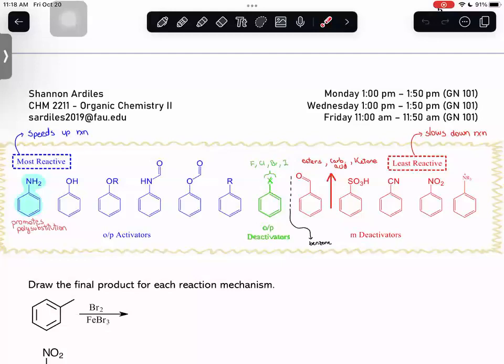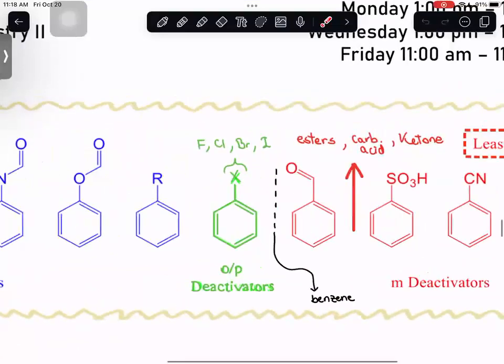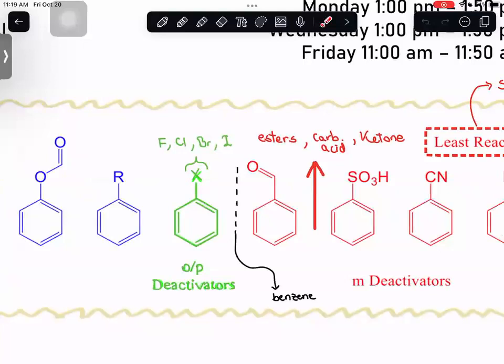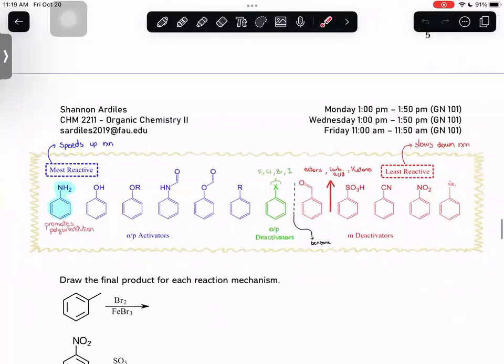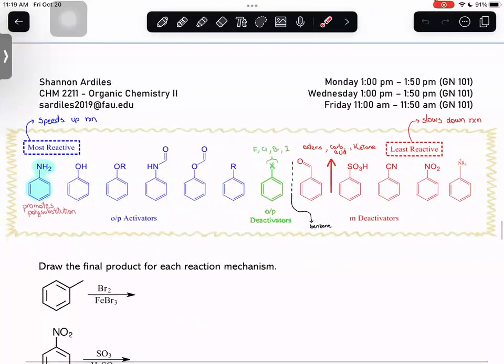Halogens. Yeah. And if you want to know the specific order, I provided it for you guys. So fluorine is going to be more reactive than iodine, just in case you want to know. And then aldehydes are more reactive than ketones, for example. Okay. It was just to put in the range in case you guys were to ask me that. Because I do not remember this from memory. So there you go.